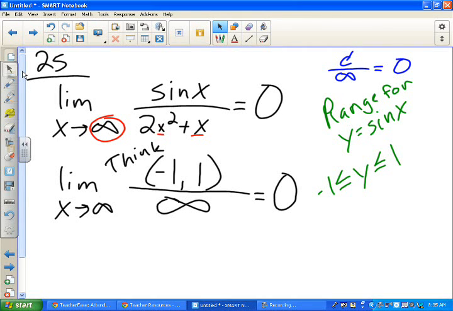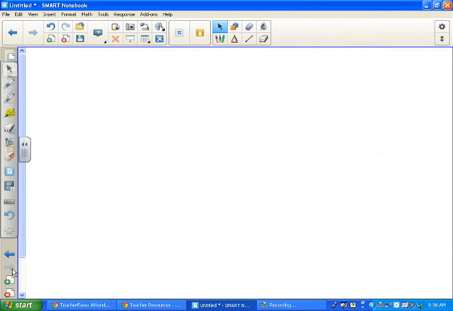Again, you can verify the results by graphing the function sine of x over 2x squared plus x, and then just kind of zooming out on the graph and going towards infinity in the x direction, and you'll see that it quickly approaches 0. But again, we want to look at the graph and do the analytical. If the two match up, we feel pretty confident with our answer.